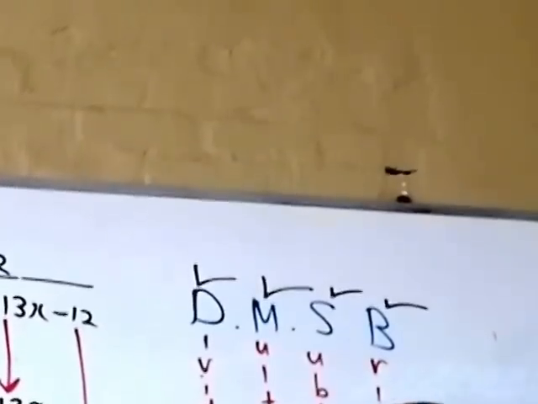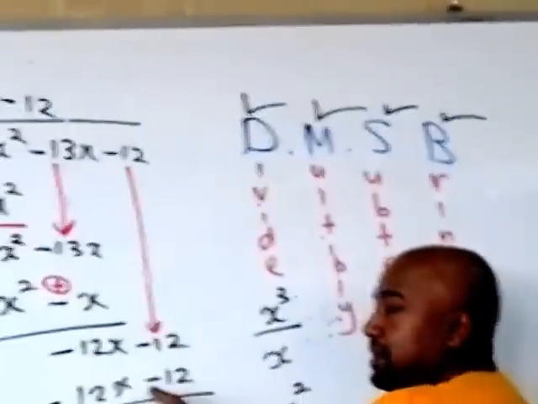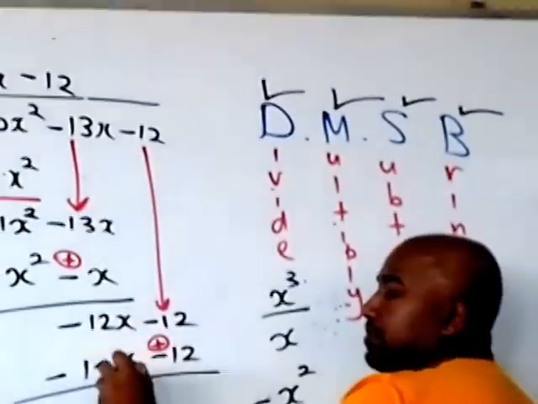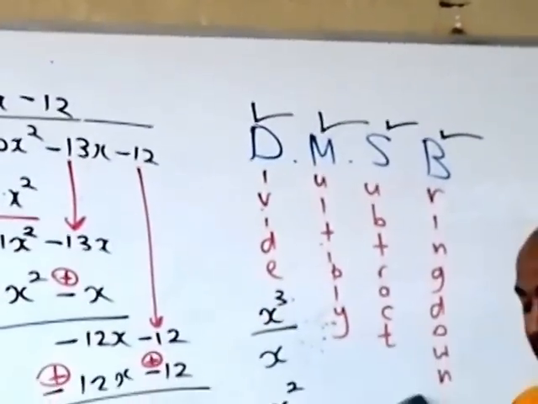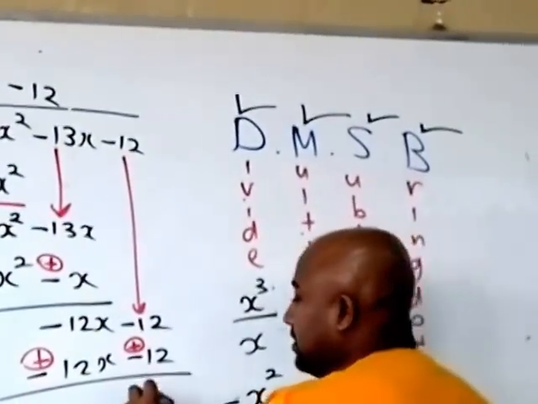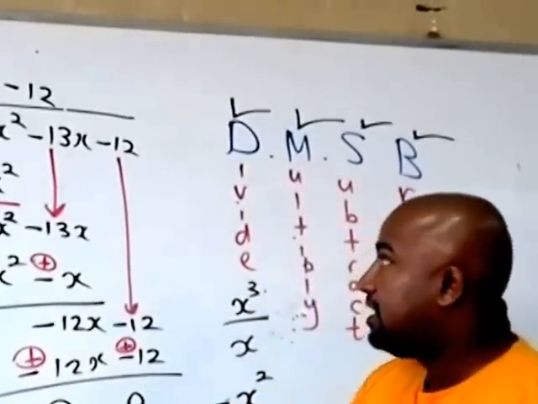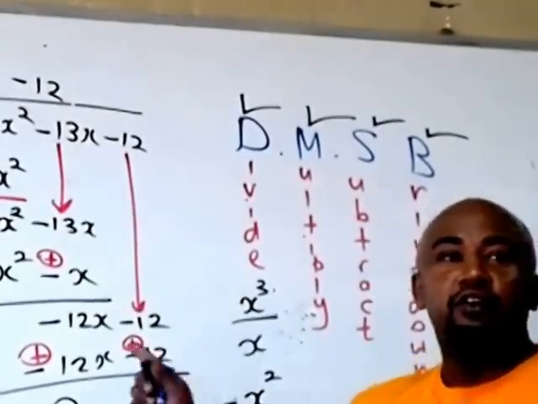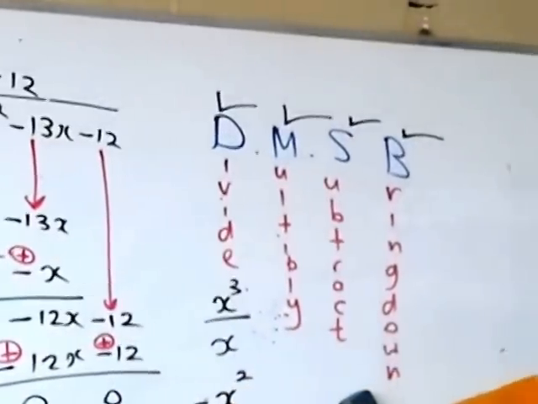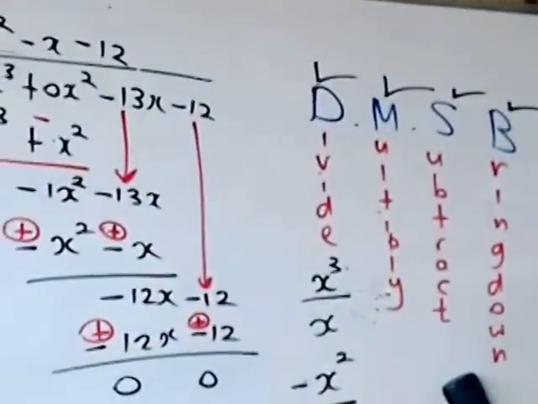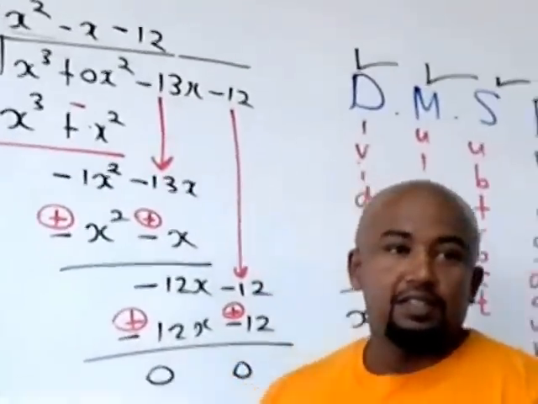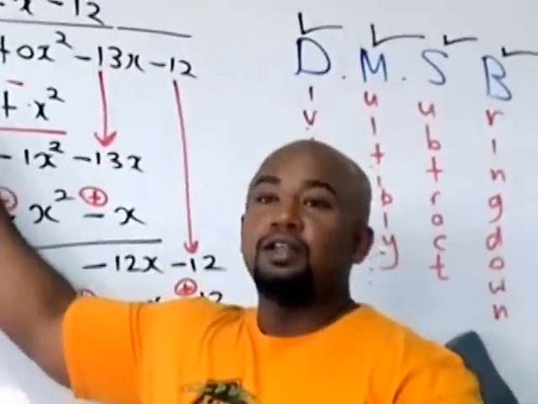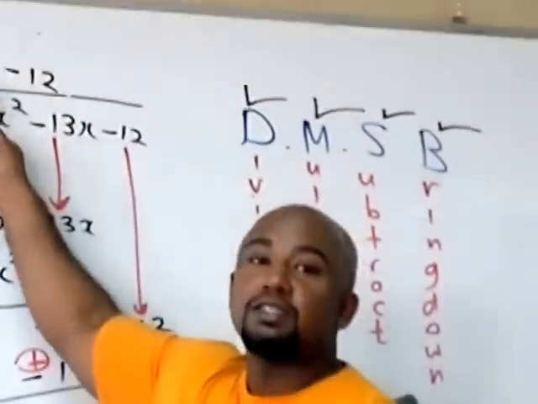Subtract. Change the sign of the bottom term. Minus will change to plus, minus will change to plus. Minus 12 plus 12 will give us 0. We must get a remainder of 0 at the end. Then you know you divided perfectly. There's nothing more to do here. Right. So, we use long division. We divided by x plus 1 and we found x squared minus x minus 12.